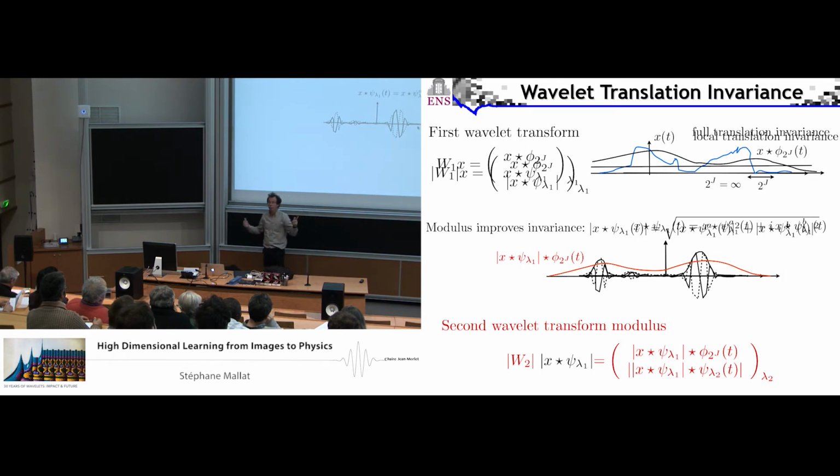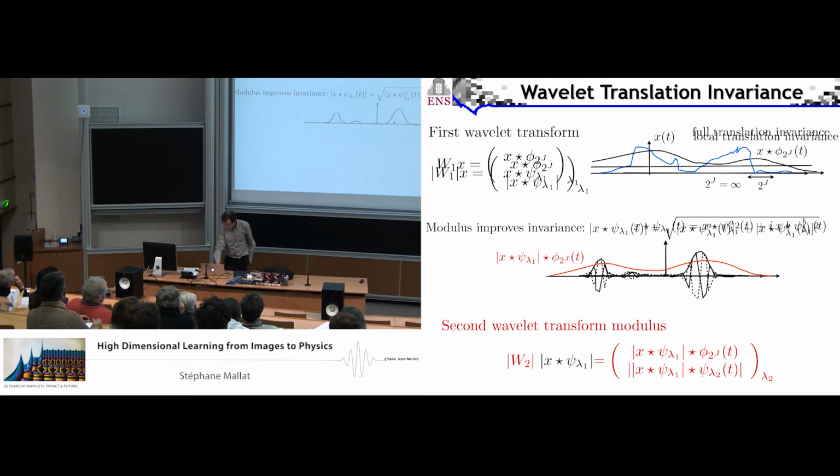How can you get an invariant? You can do the same trick as with the Fourier transform. You compute the modulus. If you compute the modulus, you're going to get the envelope. The envelope is a little bit more invariant to translation, but it's not. If you translate x, the envelope is going to translate. You want something not covariant, you want something invariant. When your signal translates, nothing should happen. So what are you going to do?